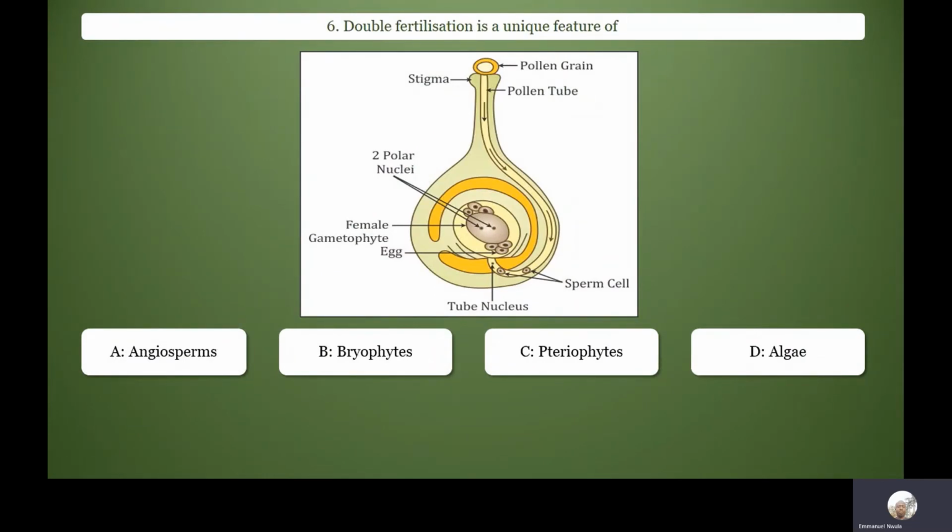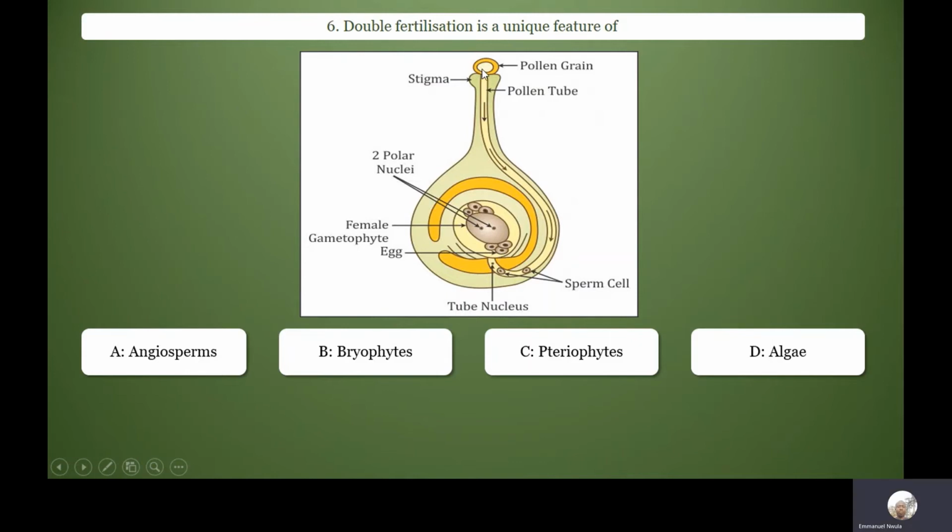Double fertilization is a unique feature of, the correct option here is A, angiosperms. That's flowering plants. In flowering plants, you have what we call double fertilization. When pollen grains are carried from the anther to the stigma, it's called pollination. Now, these pollen grains will germinate to form a pollen tube that grows down through the style to the ovule. This is the ovule. Inside the ovule, you have the egg cell. That's the female gamete.